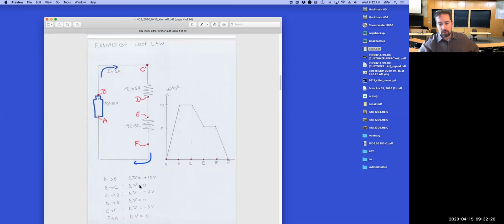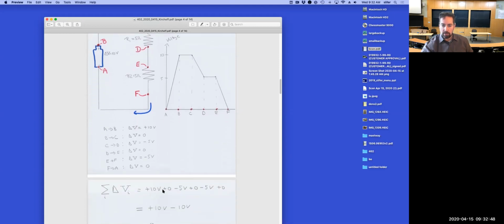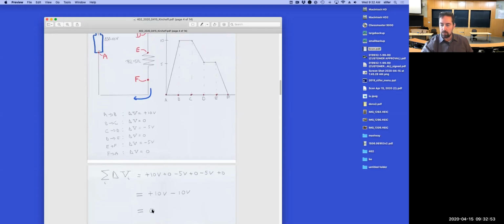Again, showing this all in the numbers. A to B, we increase 10 volts. B to C, nothing happens. C to D, we lose 5 volts as we go through this resistor. D to E, we have no change. E to F, we have minus 5 volts. And then F going back to A, because it's a perfect wire, we have no change. So all together, we have plus 10, minus 5, minus 5, is equal to 0. This is Kirchhoff's loop rule.